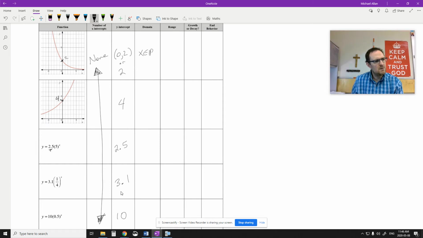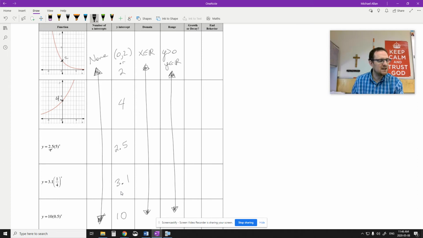My domain for all of these, because I'm lazy, I'm just going to draw a big arrow down here. They're all the same. My range for all of these is going to be the same, always greater than 0. Okay. Now, these are going to be slightly different.